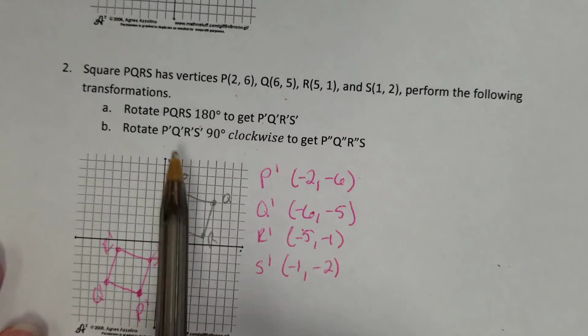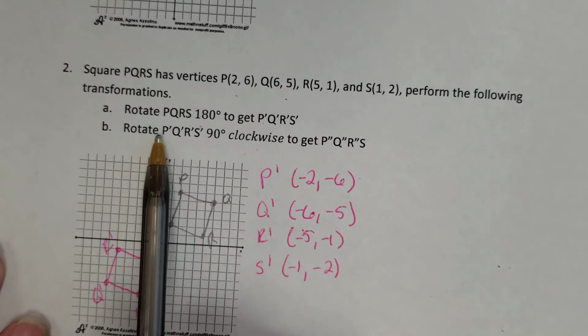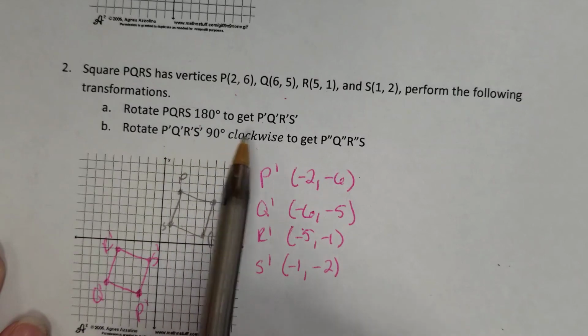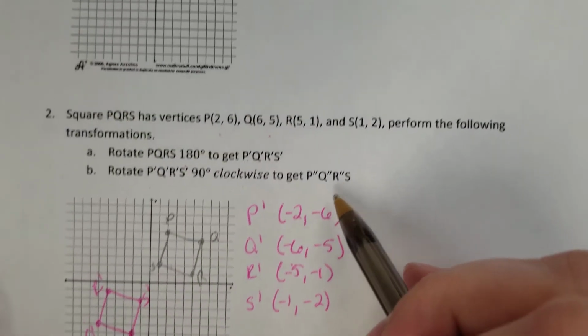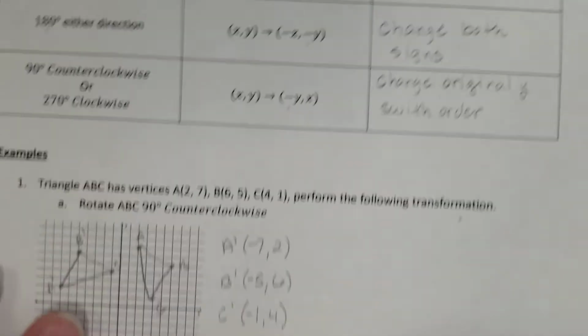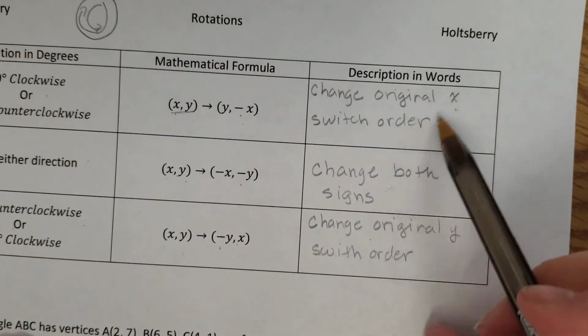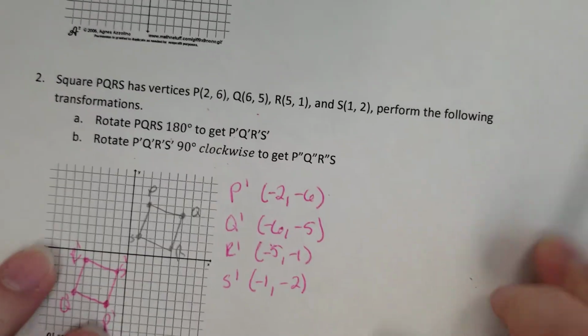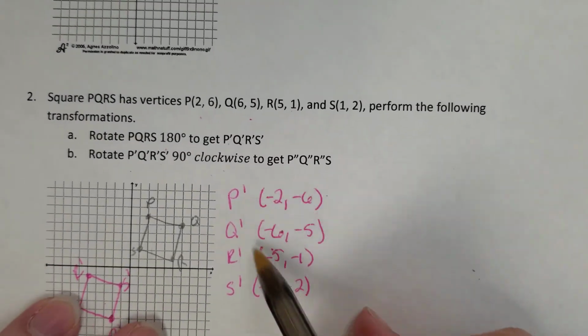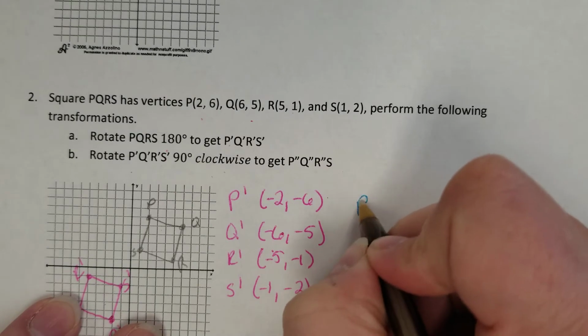And then our second one, we're going to rotate the prime shape 90 degrees clockwise to get the double prime shape. So to rotate 90 degrees clockwise, we're going to change the original x and switch their order. And now we're talking about these points here. So we're going to use these points to get the double prime.